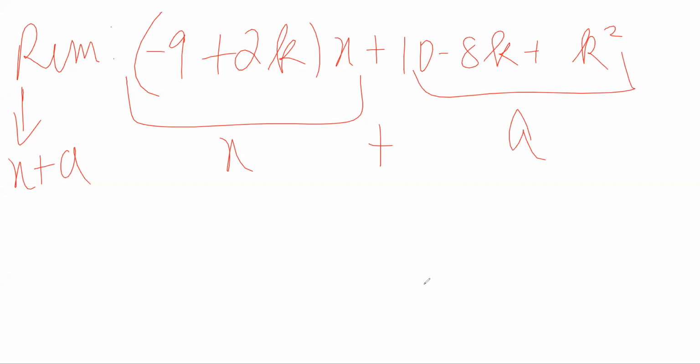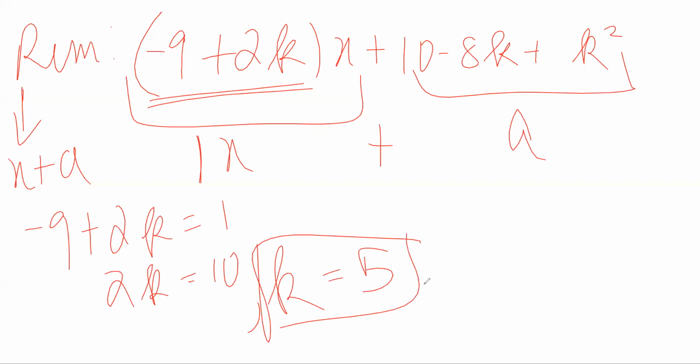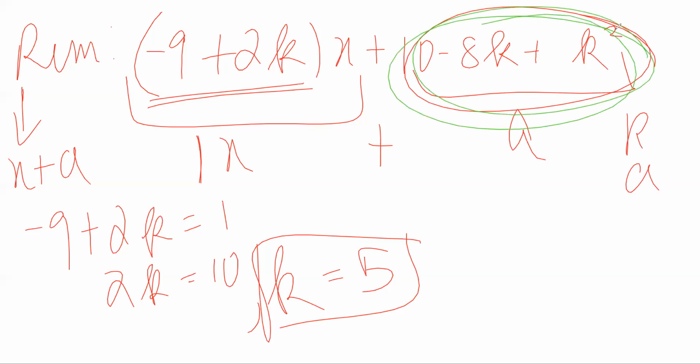Okay. So now when you compare the coefficient, here the coefficient is 1 and here it is minus 9 plus 2k. Therefore, minus 9 plus 2k is equal to 1. And solving this, you get 2k is equal to 10 and k is equal to 5. Okay. So the question asks you to find k and also a. This is a, right?